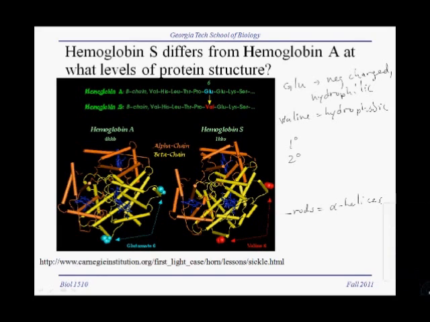It looks like there are subtle changes in the tertiary structure. And since these tetramers associate to form these fibers in sickle cell, that is also a change in the quaternary structure. So all four levels of structure are affected by sickle cell disease.